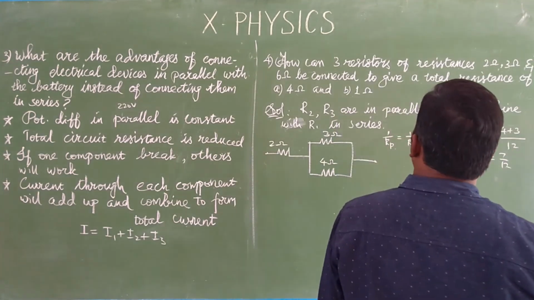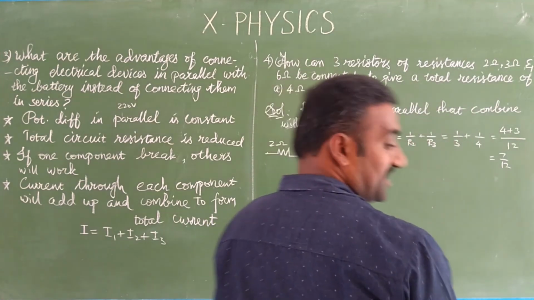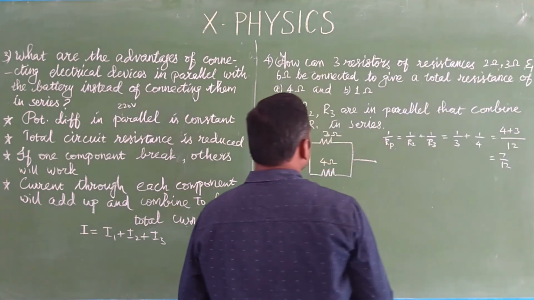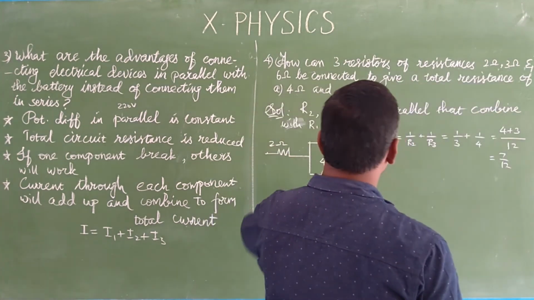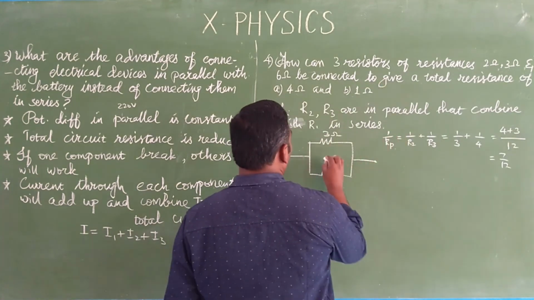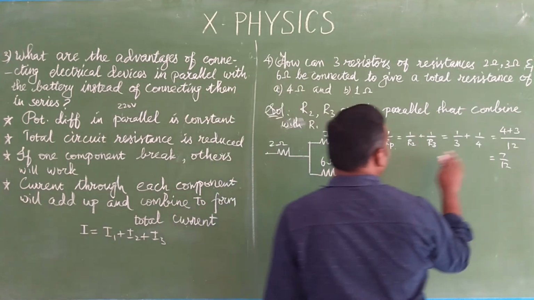Sorry. Yes. 2 ohm, 3 ohm and 6 ohm. What are the resistance values? 2 ohm, 3 ohm and 6 ohm. I mentioned 4 by mistake. The values are 2 ohm, 3 ohm and 6 ohm.